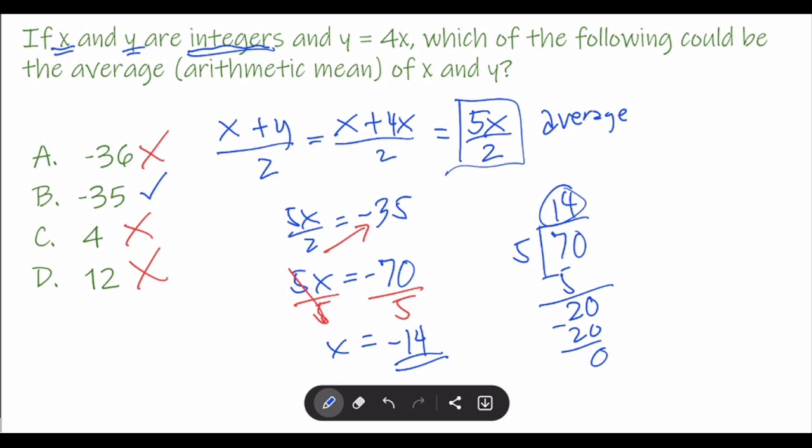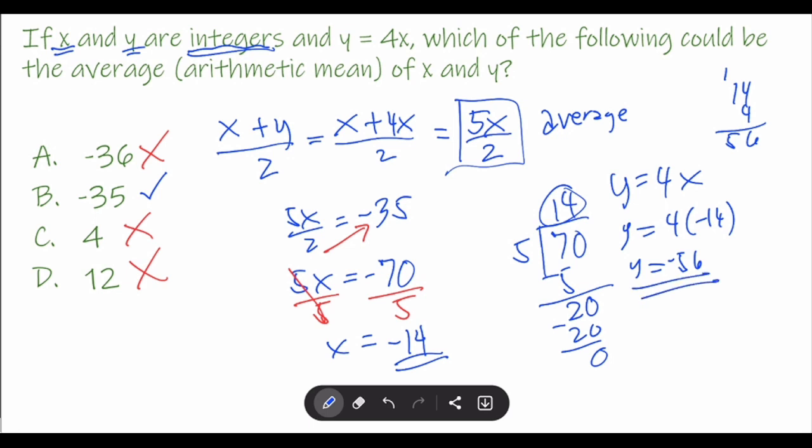Now how about y? Is it an integer as well? It's given that y is 4x. Now if x is negative 14, we replace x with negative 14. So 4 times 14: 4 times 4 is 16, 1 times 4 is 4, plus 1 is 5. So it is 56, and it's negative since they have different signs. So both are integers. That means the answer is B, negative 35.